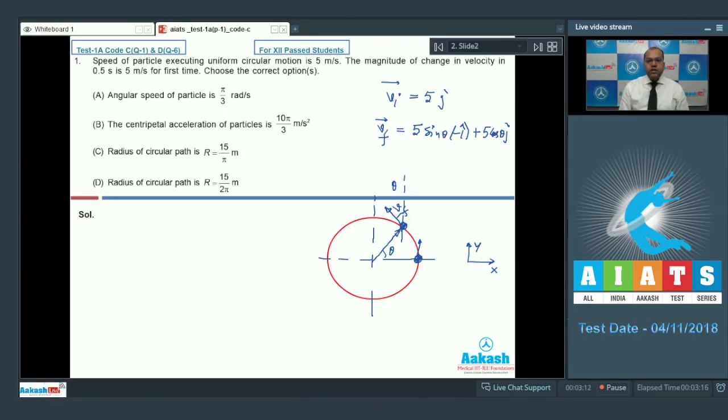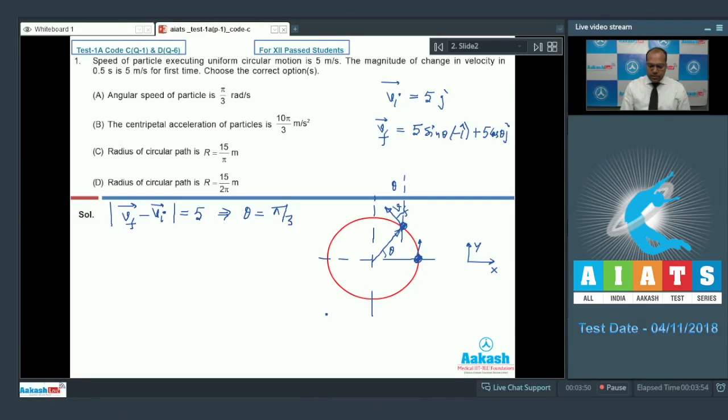It is given in the question that the magnitude of change in velocity in 0.5 second is 5 meter per second. So the magnitude of V final minus V initial is equal to 5 meter per second. If I substitute the values of V final and V initial and solve, I will get theta equal to pi by 3 radian.